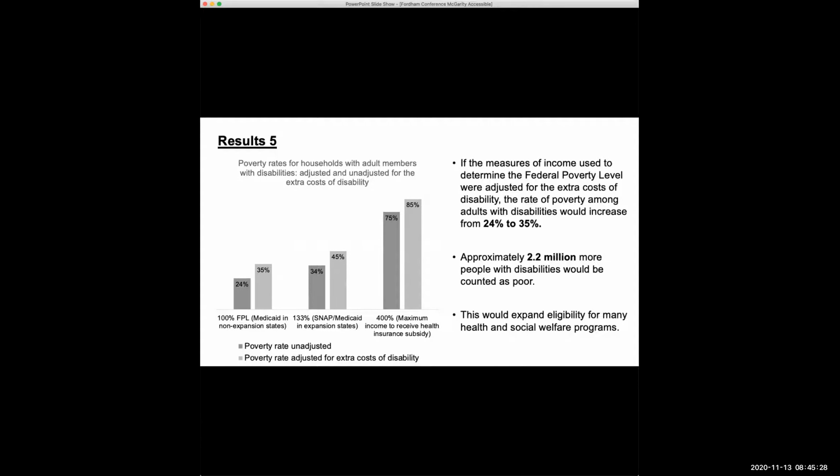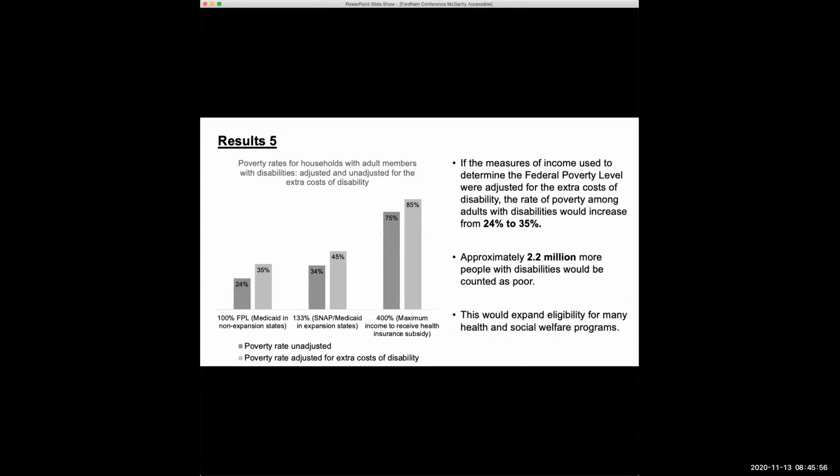So one of the things we started wondering about towards the end of our study was how the poverty rates might change for people with disabilities if these extra costs were taken into account. We looked at the federal poverty levels and adjusted them based on our finding that people with disabilities require 28% more income. What we found was that the rate of poverty among people with disabilities would actually increase from 24% to 35% if these extra costs were included.